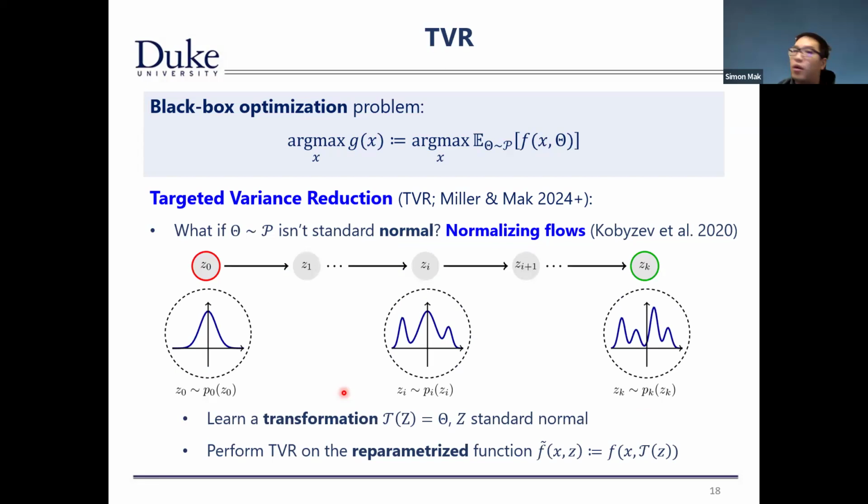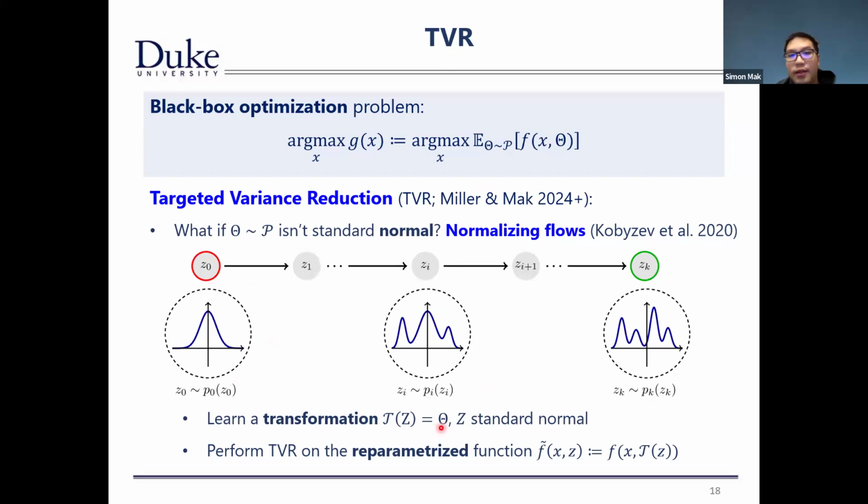One solution that we've thought about is a technique called normalizing flows, which was recently developed in machine learning. The idea is to find a mapping which takes us from the standard normal on the left, through a series of mappings, to our more complex noise distribution P on the right. Our idea is to learn this transformation, which I'll call script T, that takes us from a standard normal to our desired distribution.